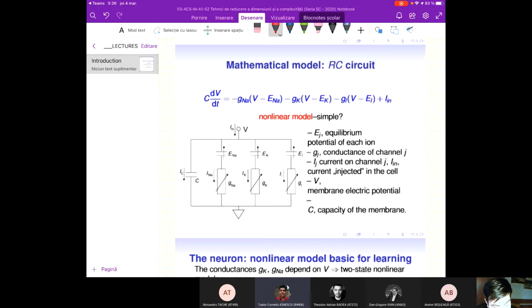Here E_j is the equilibrium potential of ion j. G_j is the conductance of channel j. I_j is the current on channel j. I_n is the injected current in the cell. V is the membrane electric potential, and C is the capacity of the membrane. And you get this model shown in this diagram.